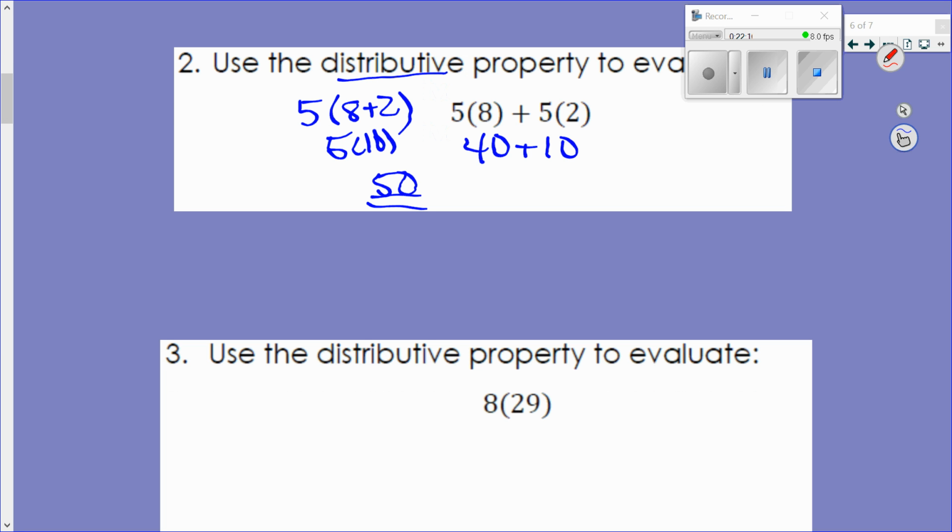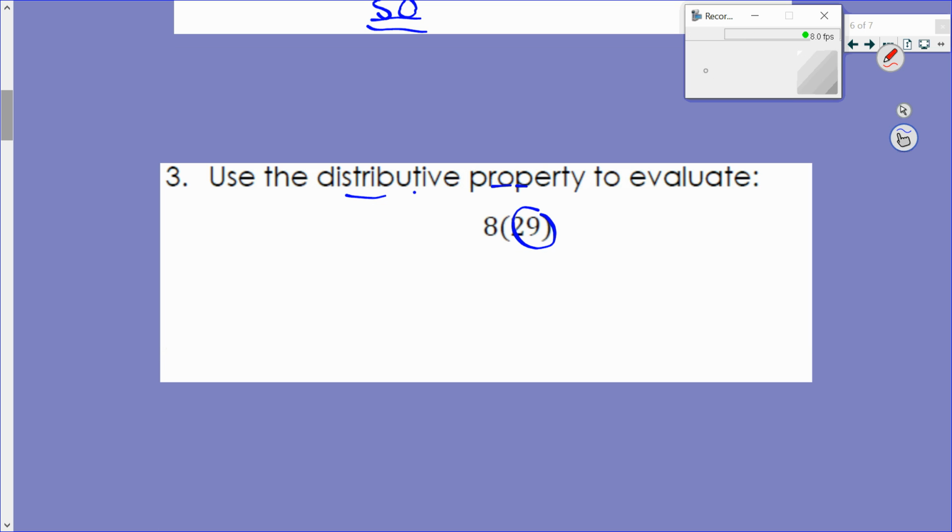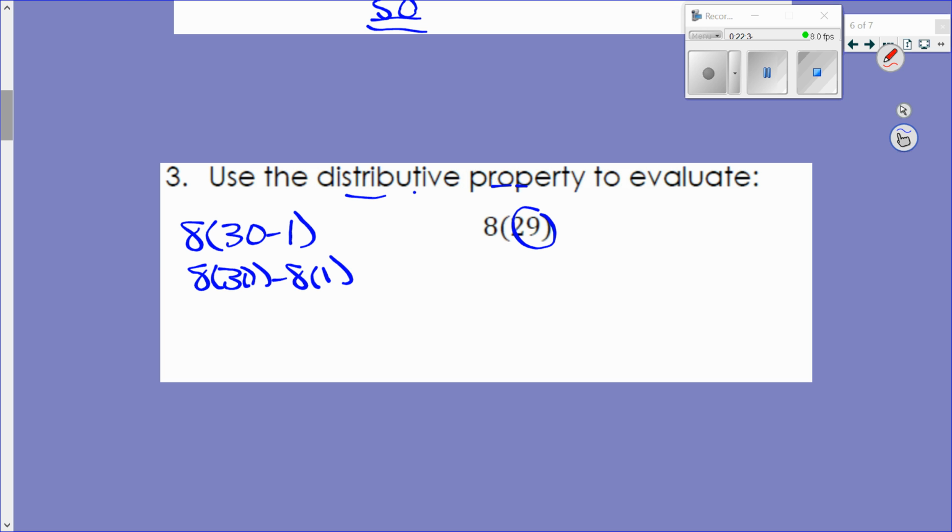This one's a little harder. I'll give you a 40. I'll bet I did this one differently than most of you. So what I did, 8 times 30 minus 1. It gave me 8 times 30 minus 8 times 1. So all I did was take 240, subtract 8 to get 232.